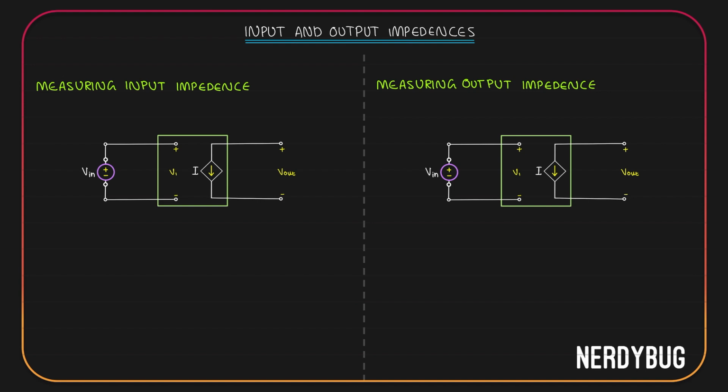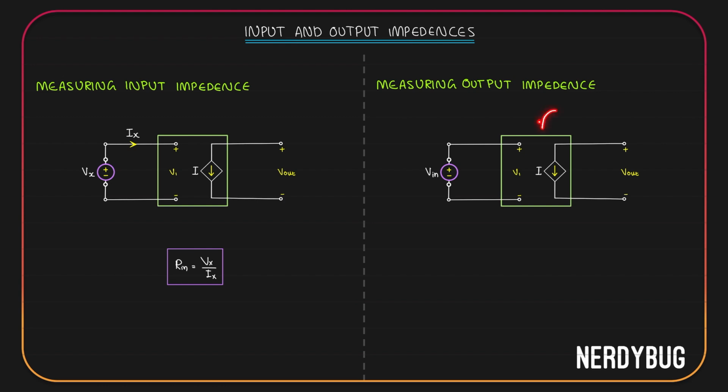Let us try input impedance first, which means we have to find out the impedance between these 2 points. So we have to connect Vx between these 2 points and find out what will be Ix. Now, if you find Vx by Ix, that will give you the input impedance. Let's see how to find the output impedance.